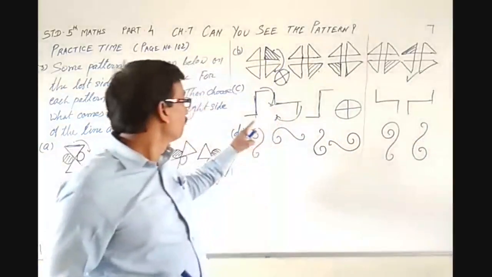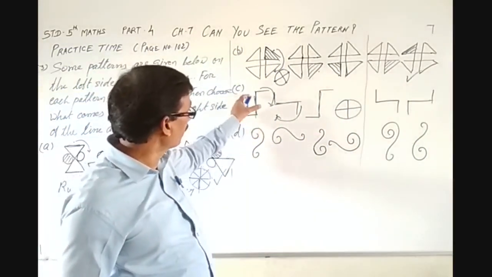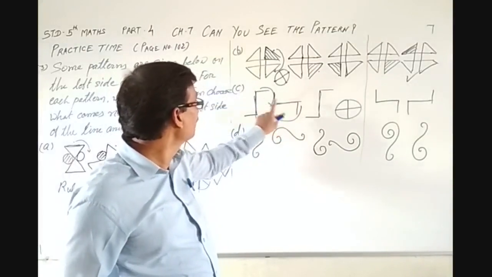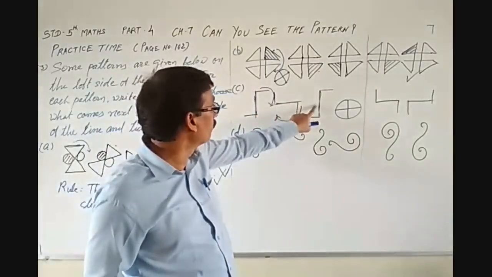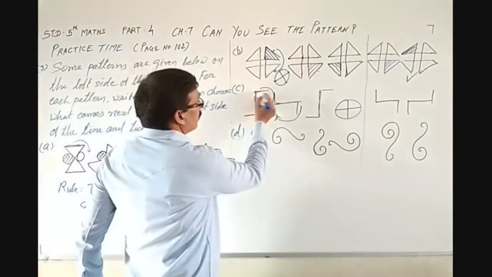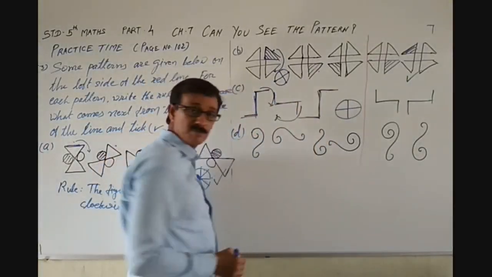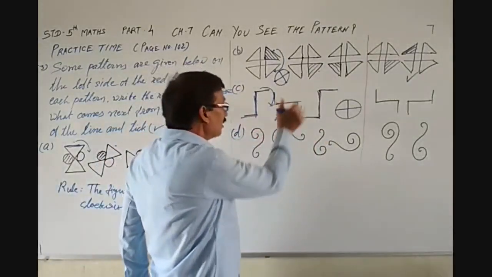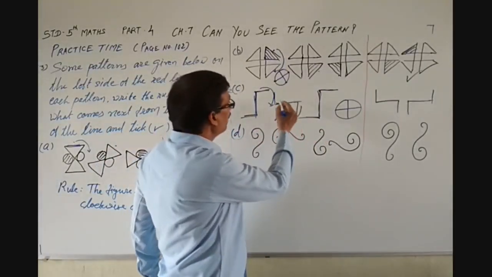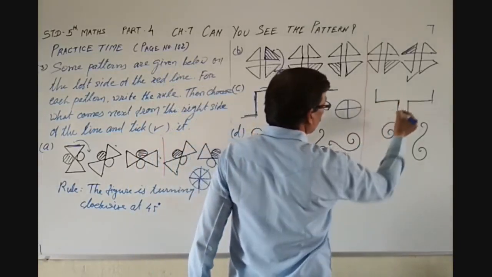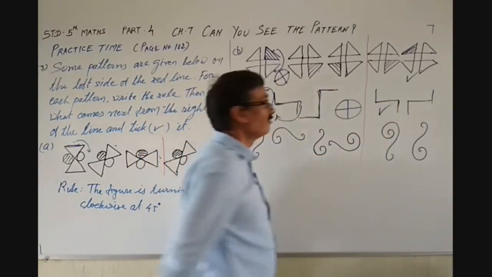Now in this also, see, this figure is turning clockwise. So this way, then after this way, then once again this same figure will come. This figure and this figure, both are same. Can you see? So it is turning 90 degree. So the next figure will be this type. Where is this type of figure? This one, isn't it? So the next figure will be this one.